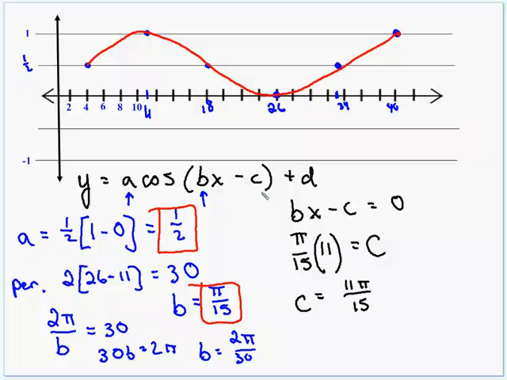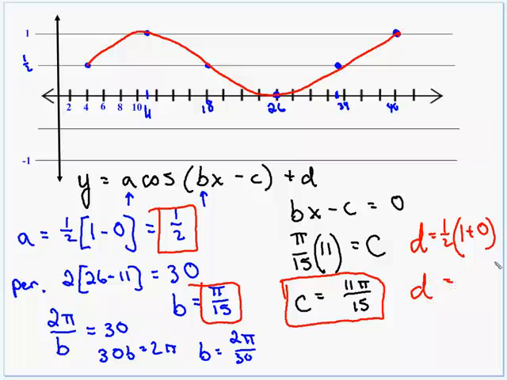So we have a, b, we just found c. And the last thing we need is d. D, in the harbor example, it was the average depth, or 1/2 the high plus the low. So d is equal to 1/2 the high plus the low. Our high value occurred at 1, plus our low value occurred at 0. 1 plus 0 is 1, times 1/2 is 1/2. So d equals 1/2.